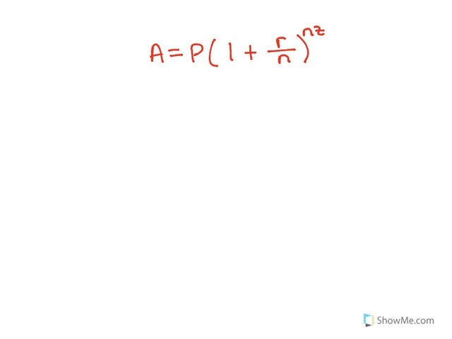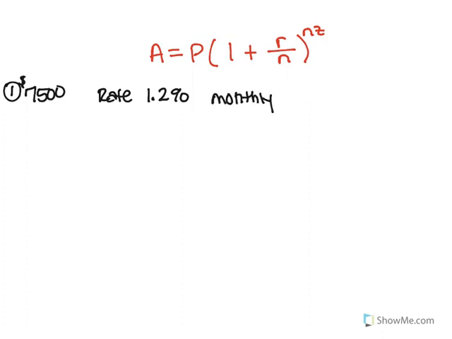So look at that first example. It says you deposit $7,500 in an account with a rate of 1.2%. The interest is compounded monthly. Okay? So A wants to know how much money will you have after 5 years? How much money will you have after 5 years?